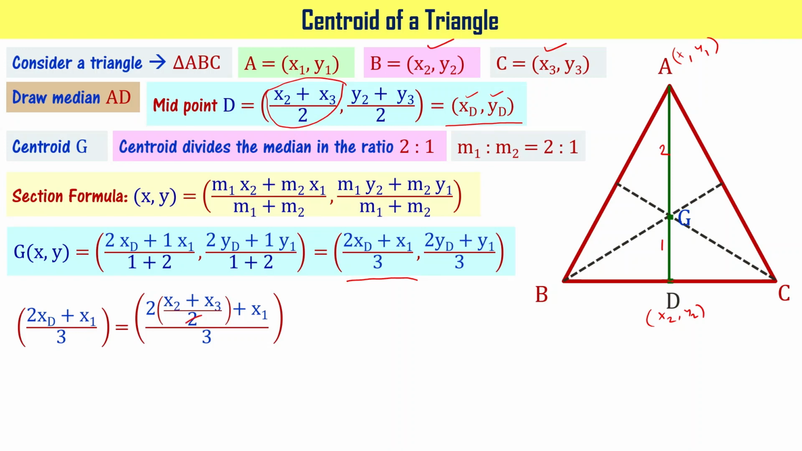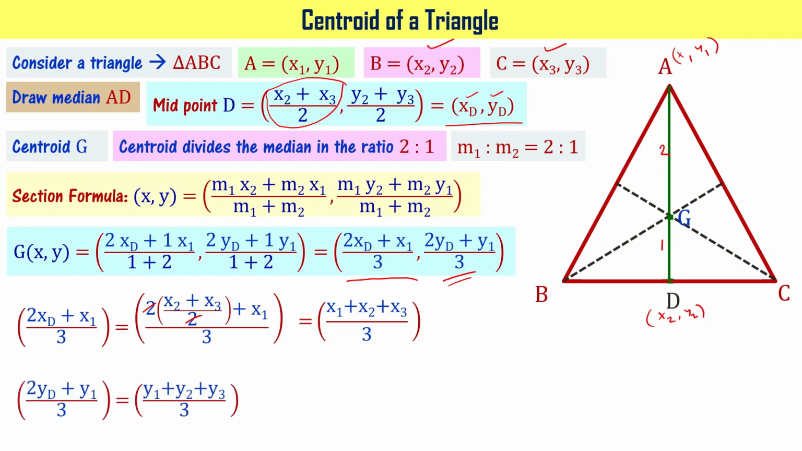I can cancel these 2's. When I do that, I'll get x1 plus x2 plus x3 divided by 3, right? Similarly, when I do this for the y coordinate, I get y1 plus y2 plus y3 divided by 3, right? Now the centroid Z of x comma y can be written as x1 plus x2 plus x3 divided by 3 comma y1 plus y2 plus y3 divided by 3. Please take note of this particular formula. Using this formula, we are going to solve one problem. Let's take a look at the problem.